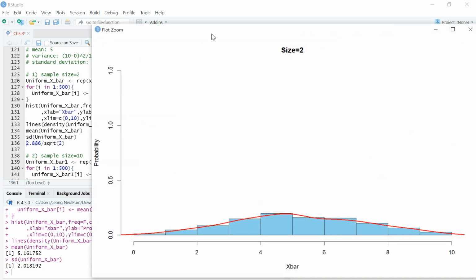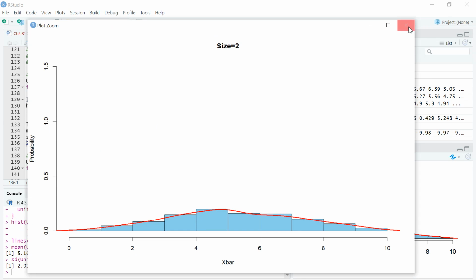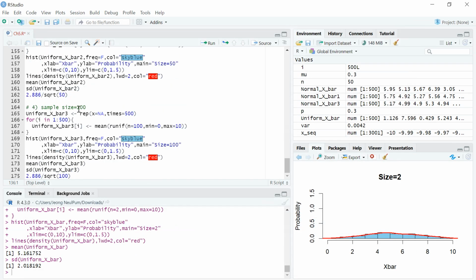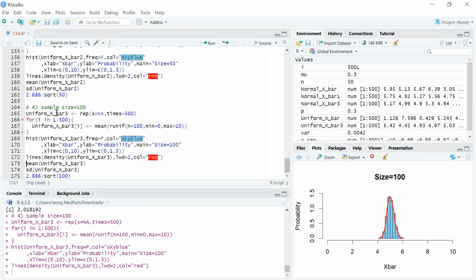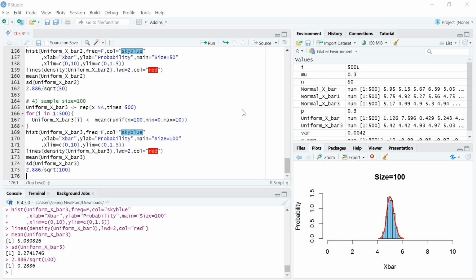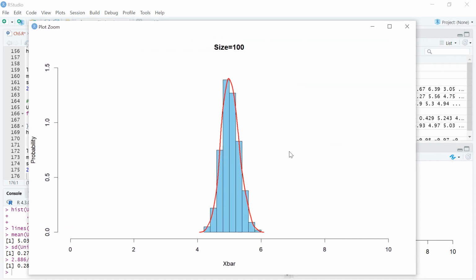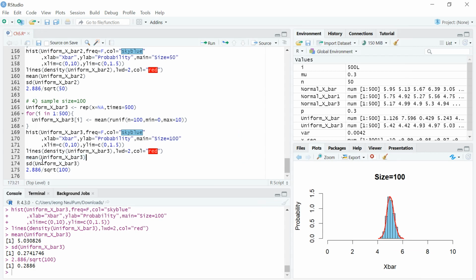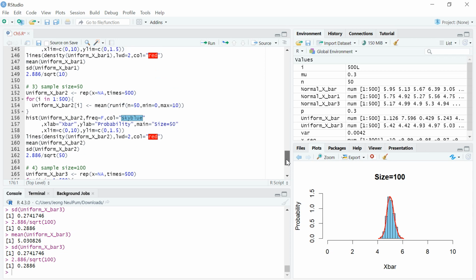So this is what the graph is when the sample size is 2. However, when the sample size is 100, you can see that the sample mean has a normal distribution with this mean and this standard deviation value. So you can compare the result to the theoretical values from the CLT.